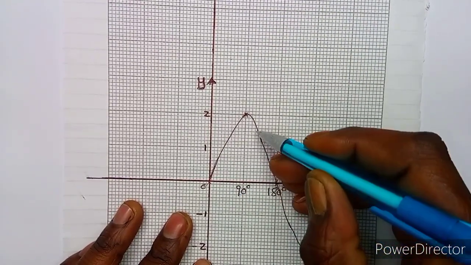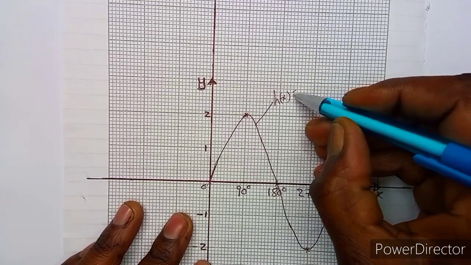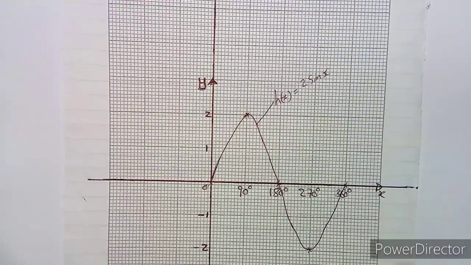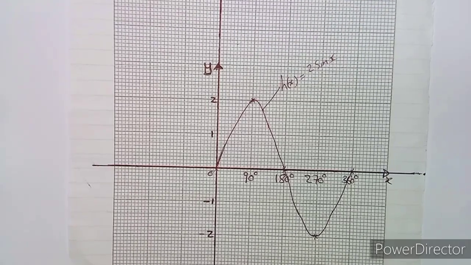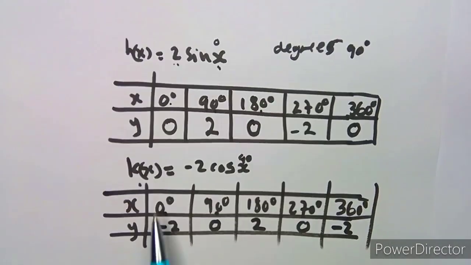So that was actually our hx, which is equivalent to 2 sine x, something like that. Okay, so you just need to be okay with that. Okay, so let's see another one.